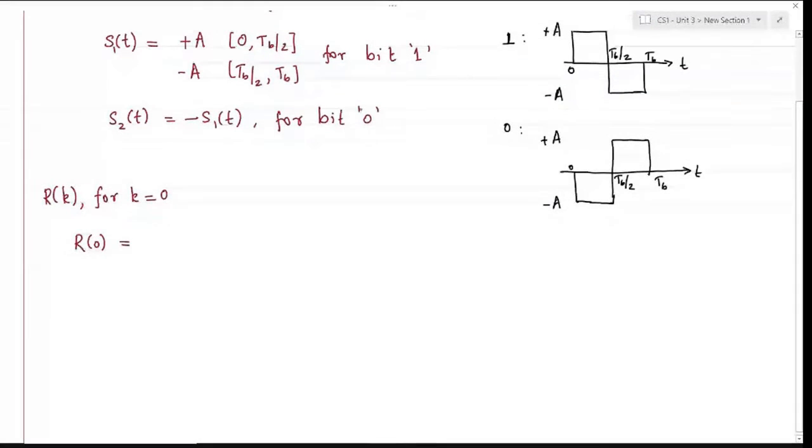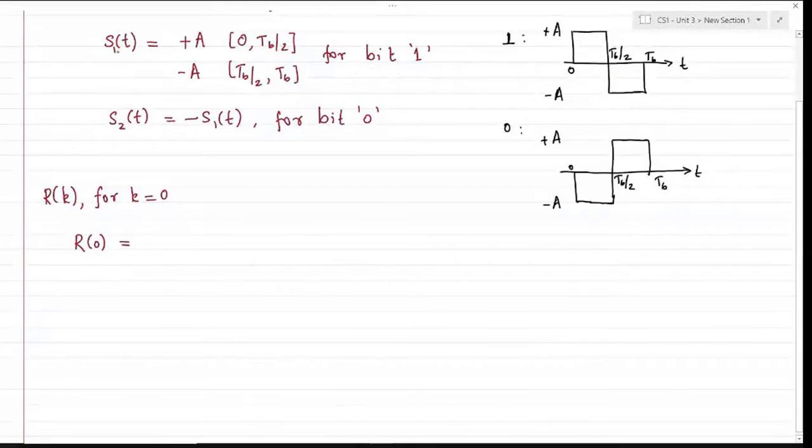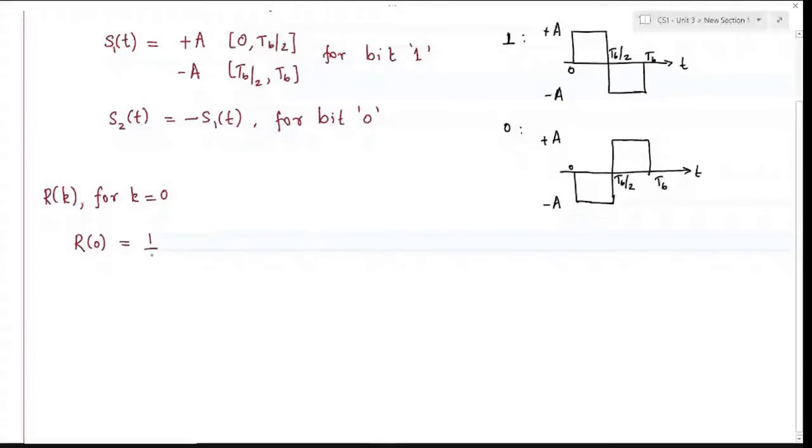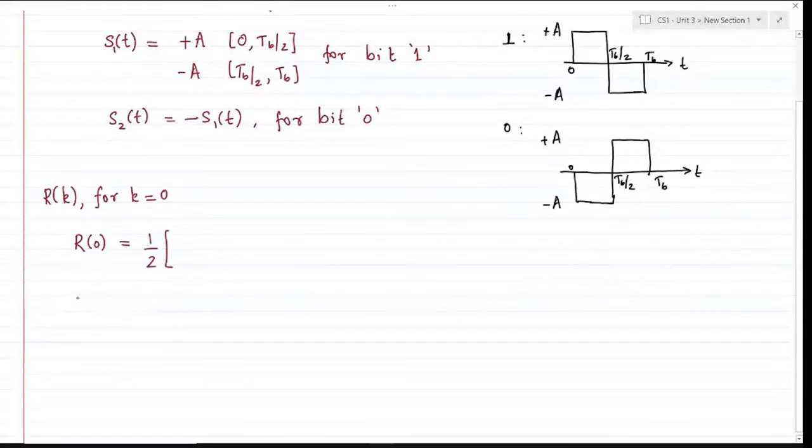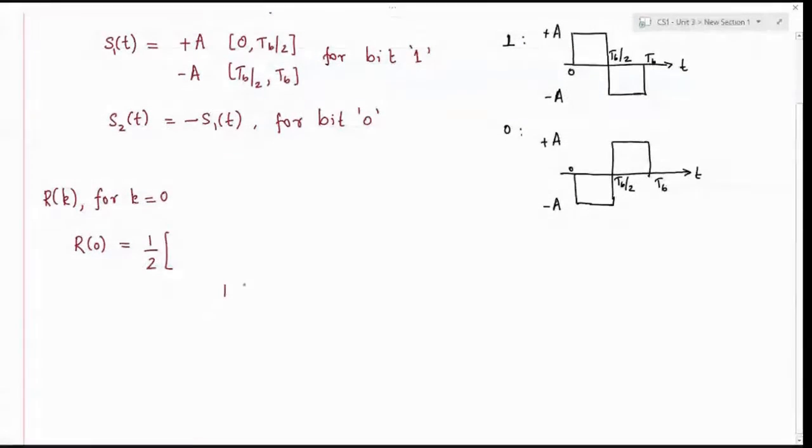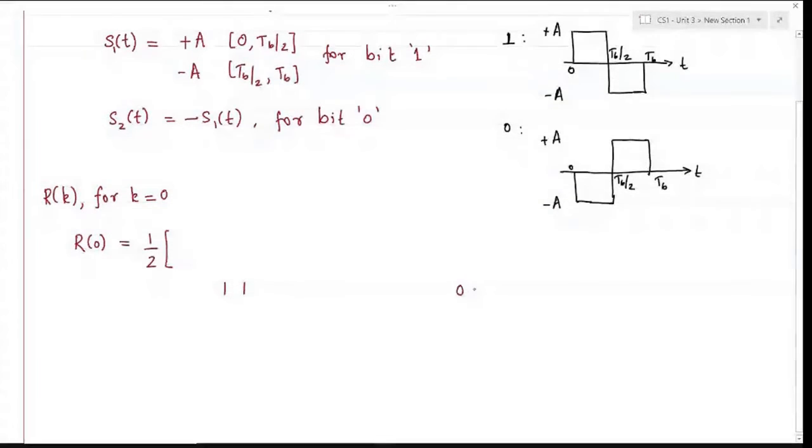Again, there are two pulses, S1 and S2. For k equal to 0, the combinations can be 1, 1 and 0, 0. If these are equiprobable, the probability between them is split in half, so this is half times... Please carefully note this part of the calculation of the autocorrelation function. I take the 1, 1 combination, bit 1 and 1 for k equal to 0, and bit 0, 0 is the combination for the other case.